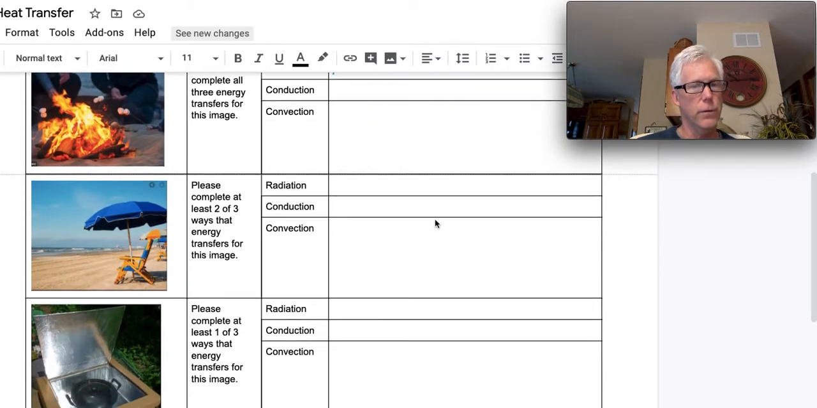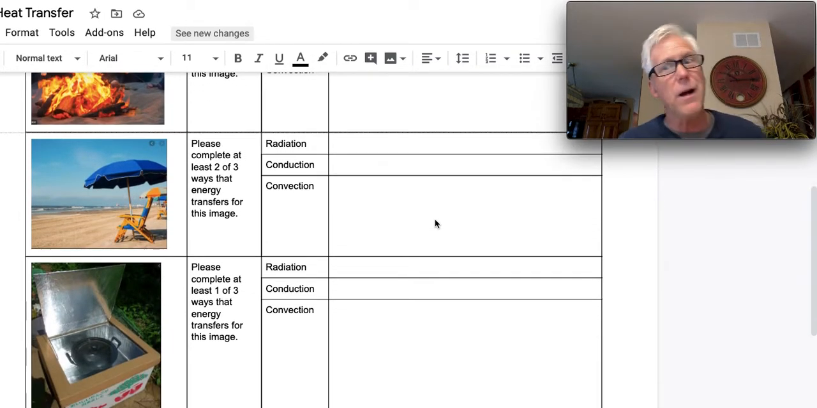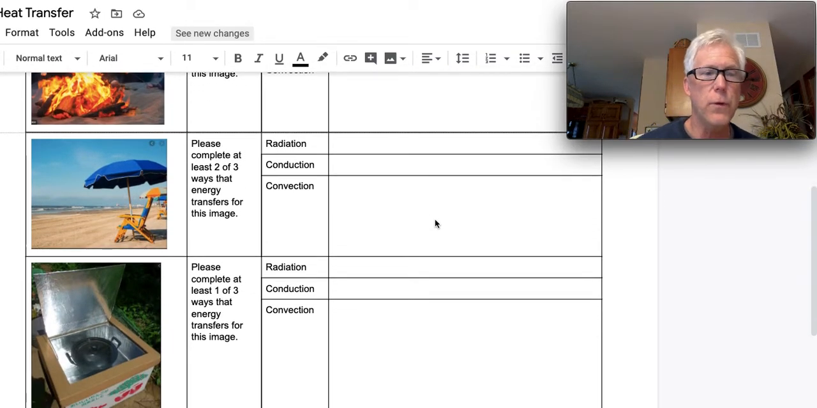Now, this one, I'm kind of thinking that you could do all 3 on this one as well. You'd have to describe, this is a beach, that's actually at the ocean. So you've got to talk about the radiation. If there's thermal energy in the form of radiation, is there anything conducting this thermal energy? And then is there any convection taking place?